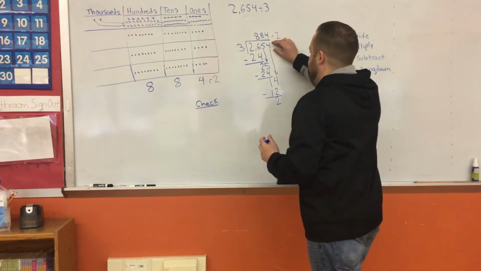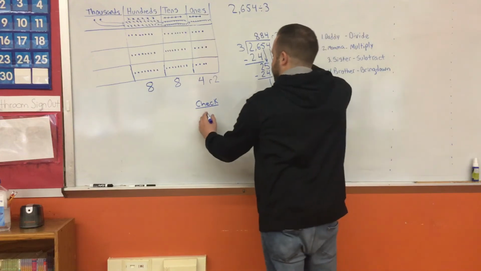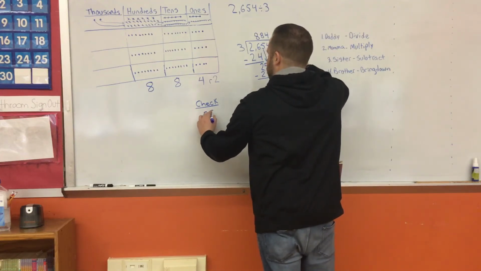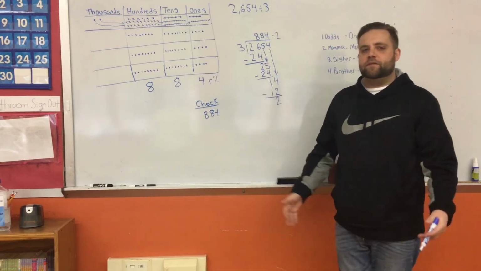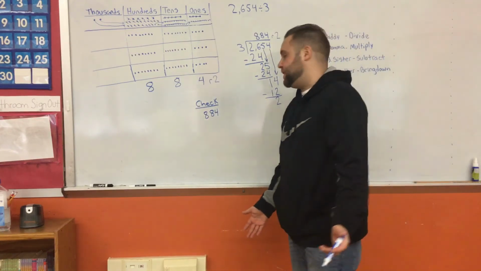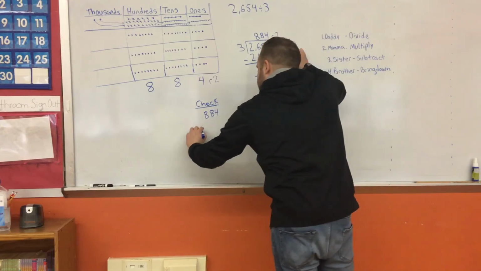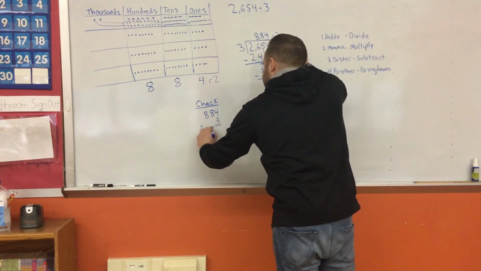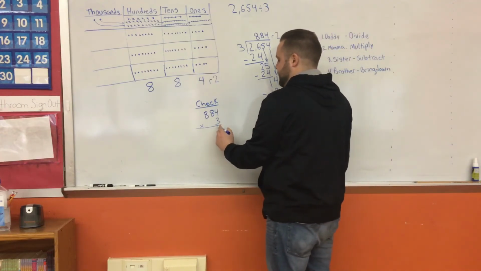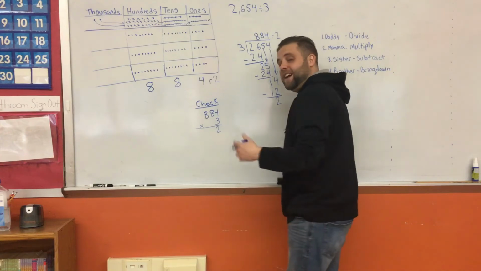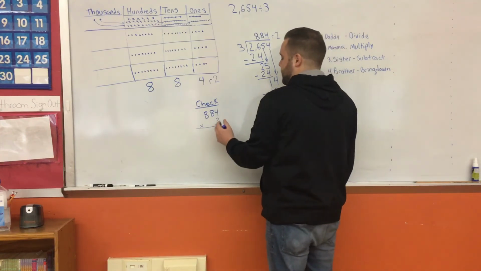Take your dividend. Reset. Take your answer, the first whole number in your answer, 884. And what's the opposite of division? Multiplication. So that's what we're going to do. That's how we check. 884 times 3. Times by your divisor. Okay? 4 times 3 is 12. You're going to see a lot of the same familiar numbers, and if you do, that means you got it right, probably. 4 times 3 is 12.